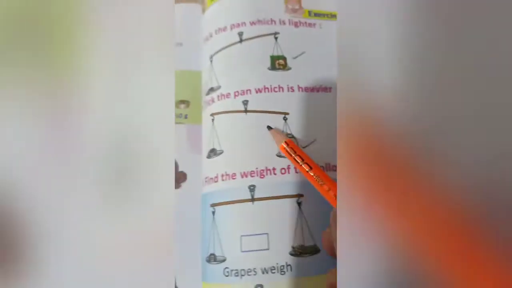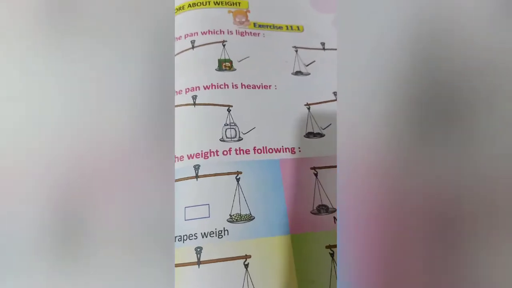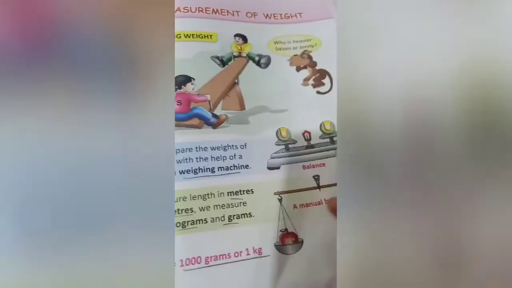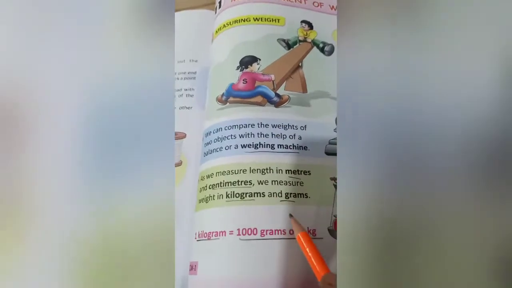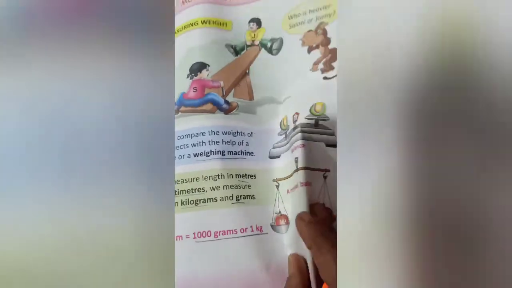Okay, understand? So we have completed our chapter 11, measurement of weight. Okay, so I hope you all have understood the chapter. After the session, read this chapter and underline these lines which I have underlined and complete your work. After this, in the copy, I have written some fill-ups. Write these fill-ups in your copy.